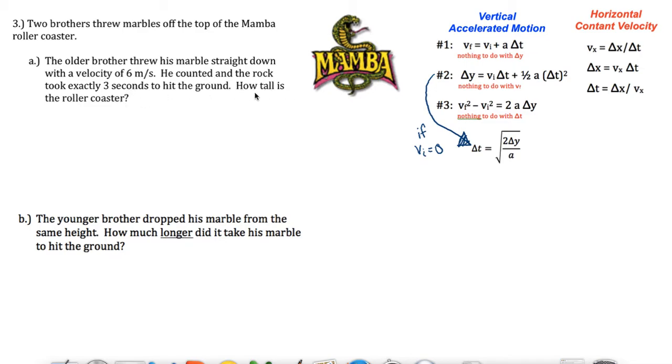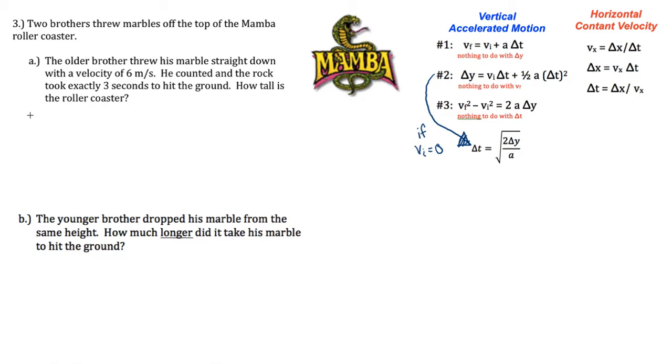Just FYI, this is the actual height. I used the actual height when I found this. So, start with what you know. What is given in the problem? So, they told us the velocity that he threw the rock with was 6 meters per second.